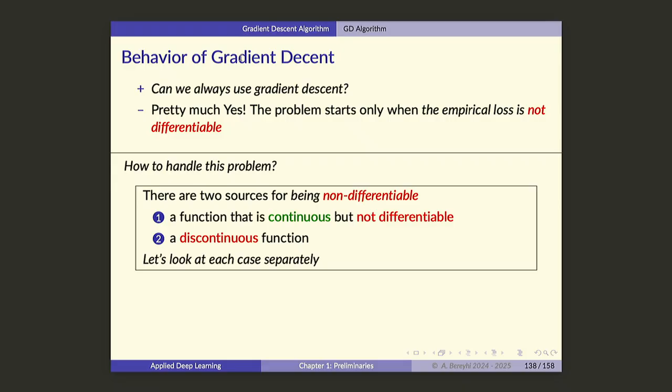So there are two major cases that could happen in practice. One of them is that your function is continuous. It means that it doesn't have any jump. It's just continuously going up, but it's not differentiable. It has a bunch of edges. If that happens, it's not an issue. You can always handle it. But if your function is discontinuous, it has a jump, then the problem gets more challenging.